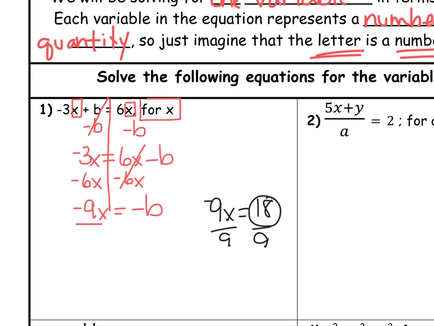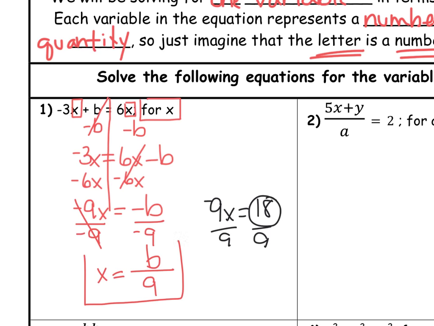But that doesn't matter, I'm still going to do the same thing. Divide by 9 on the left and divide by 9 on the right. These are going to cancel, and I get x equals b over 9. I don't know what b is, and that's okay, but our goal here was to solve for x, and that's just what we did. So we're treating these variables just like they were numbers. Go ahead, pause the video, and copy that down, and then we'll move on to number 2.